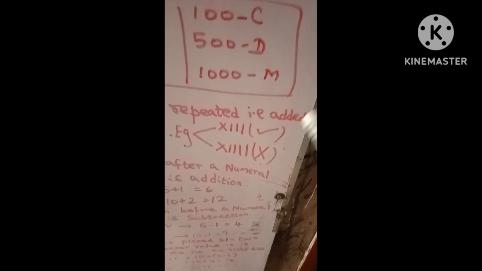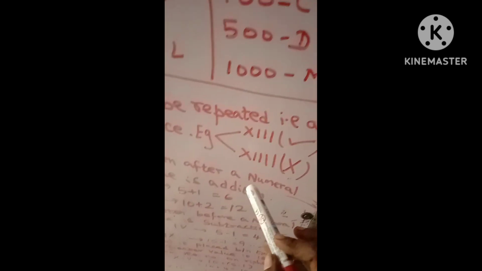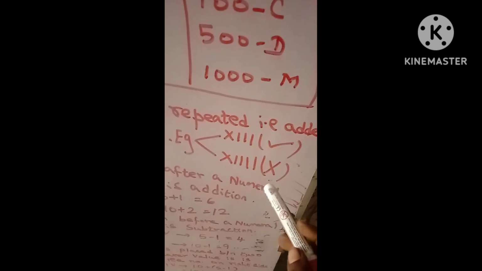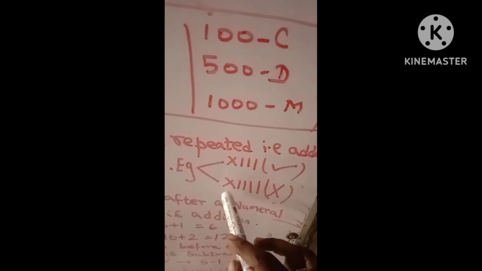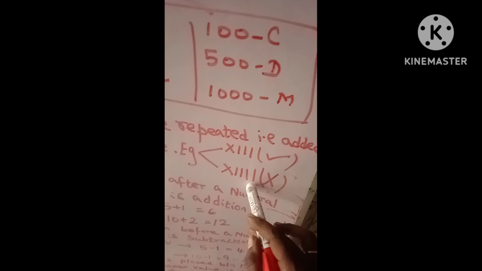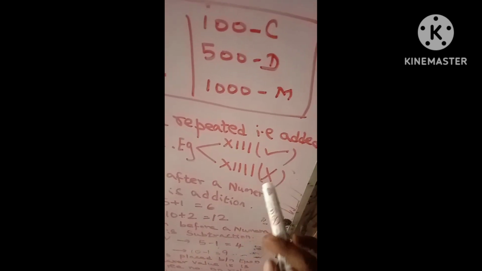Why? Because the first rule says X and I can be added. That is, here X can be repeated thrice or I can be repeated thrice, but not more than 3 times. So that is the first rule.